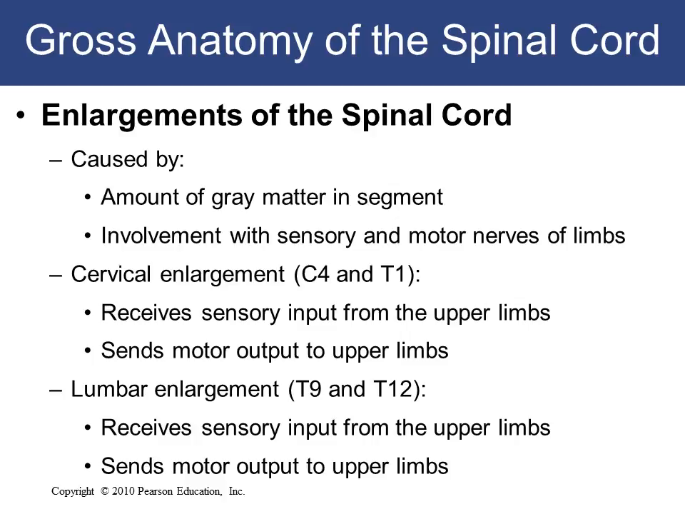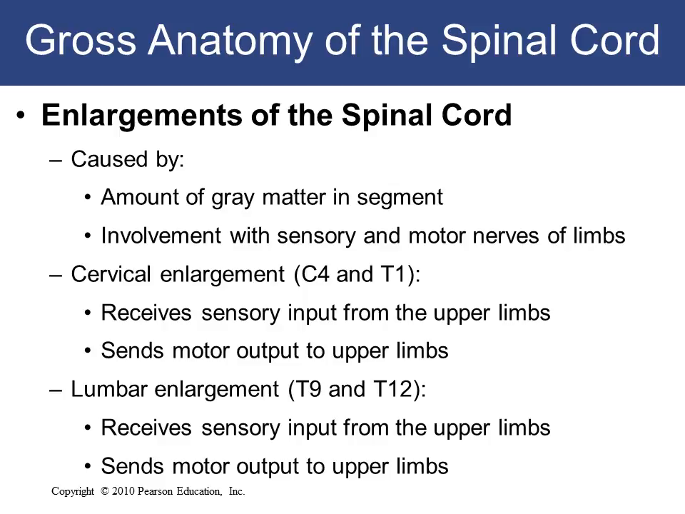Enlargement of the spinal cord. This is caused by the amount of gray matter in the segment and is involved with sensory and motor innervation of the limbs. There are two enlargements in the spinal cord, which are the cervical enlargement and the lumbar enlargement. The cervical enlargement is between C4 and T1, that is, the fourth cervical vertebra and the first thoracic vertebra. The role of this cervical enlargement is that it receives sensory input from the upper limbs and also sends motor output to the upper limbs.